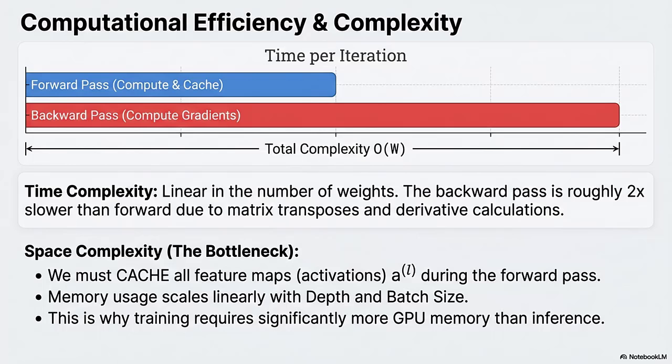The true practical bottleneck for training modern deep learning models isn't time, it's space complexity. Remember that trade-off? We have to cache all those intermediate activations. This memory cost scales directly with the network's depth and the batch size, and it is the primary reason that training a model requires vastly more GPU memory than just running inference.